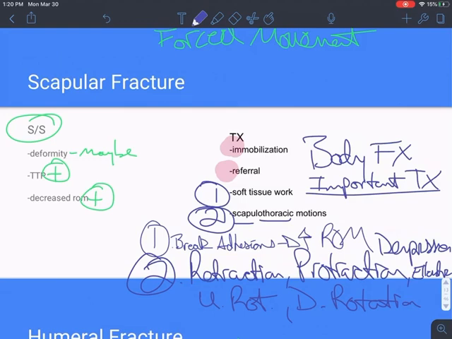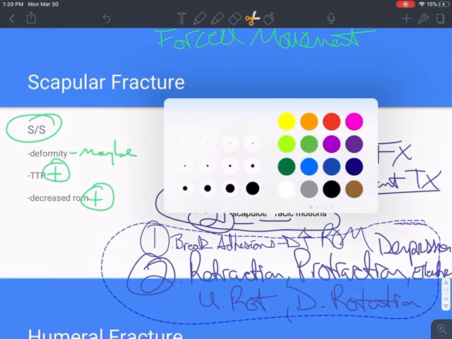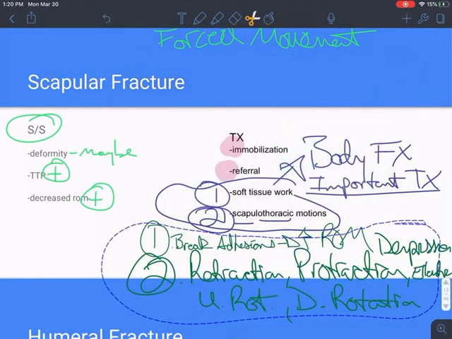But these are very important when it comes to body fractures, obviously not right away, but further down the line in the healing process. If you don't do these, it's not going to heal properly, and if it doesn't heal properly, you're just going to have shoulder problems the rest of your life, which a lot of people probably don't want to have. Okay, so those are scapular fractures.